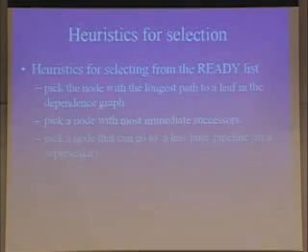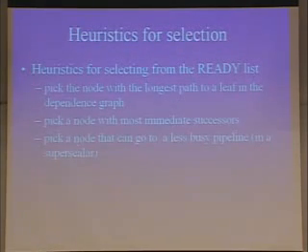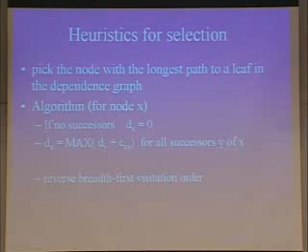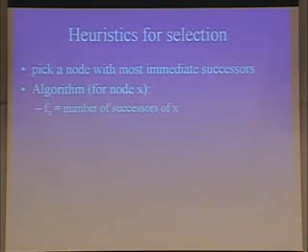The other thing, a little bit similar, is if there are multiple pipelines, choose something that can be shoved into a less busy pipeline. So get those pipelines filled up fast. This is in a superscalar type of machine. To do these things, the first thing is to pick the longest path to the leaf. You can do a simple algorithm to calculate the longest path to the leaf. The other calculation is the number of successors.